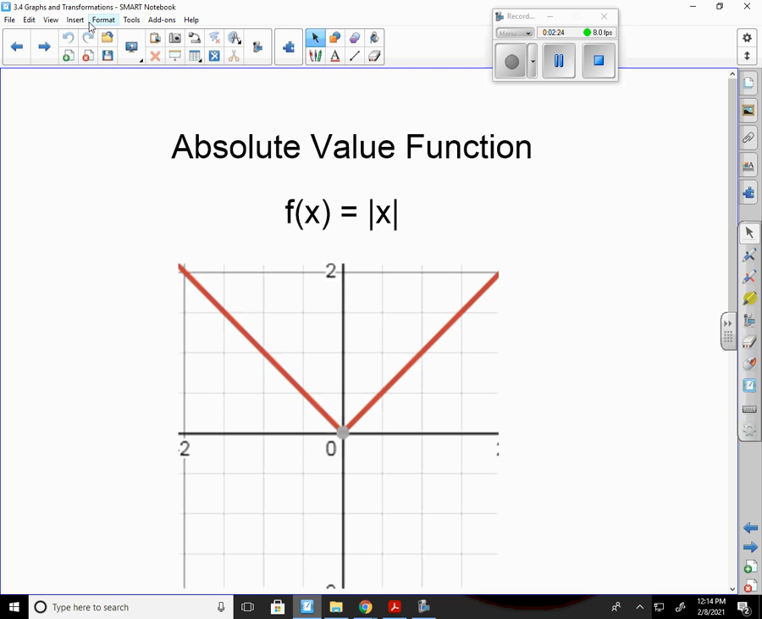Next is the absolute value function. The absolute value function is f of x equals the absolute value of x. This one is a V. Comes down to a point. It goes up to a point symmetrical about our vertex, which means that if I go up 1 over 1 to the right, I'm going up 1 over 1 to the left. If I went up 2 over 2 to the left, I would go up 2 over 2 to the right. So it's going to be symmetrical about the y-axis.